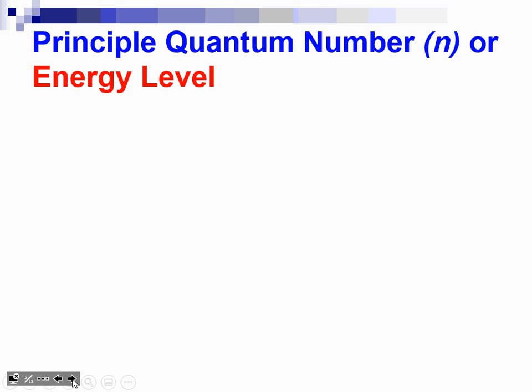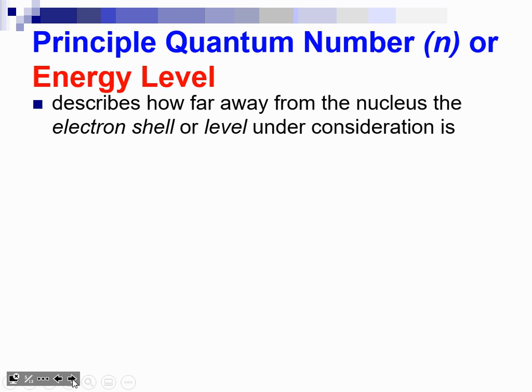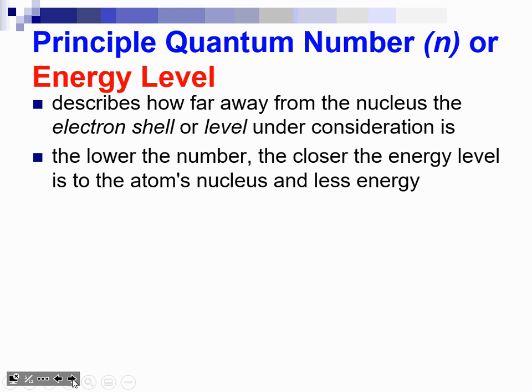The principal quantum number is signified by the lowercase n, like we said. You'll hear me talk, and I don't usually call this the principal quantum number. I call it the energy level, or it might be called the principal energy level. This is describing how far away from the nucleus the electron shell or the level is. So, the lower the number, the closer the energy level is to the nucleus. The higher the number, the further away.